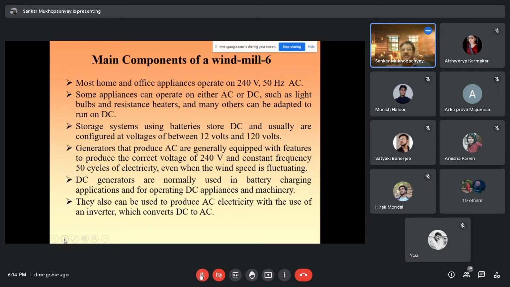I will not discuss on this, all you know. Storage systems using batteries store DC and usually are configured at voltages between 12 volt and 120 volt. Generators that produce AC are generally equipped with features to produce the correct voltage of 240 volt and constant frequency 50 cycles of electricity even when the wind speed is fluctuating.